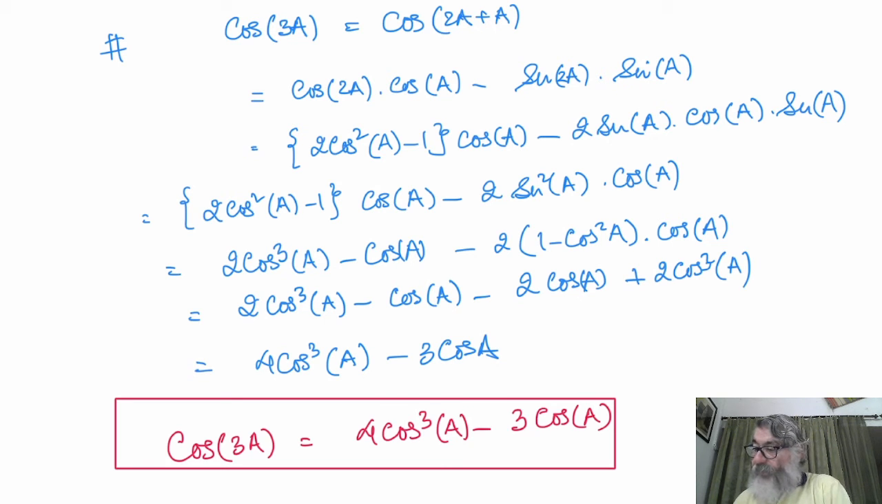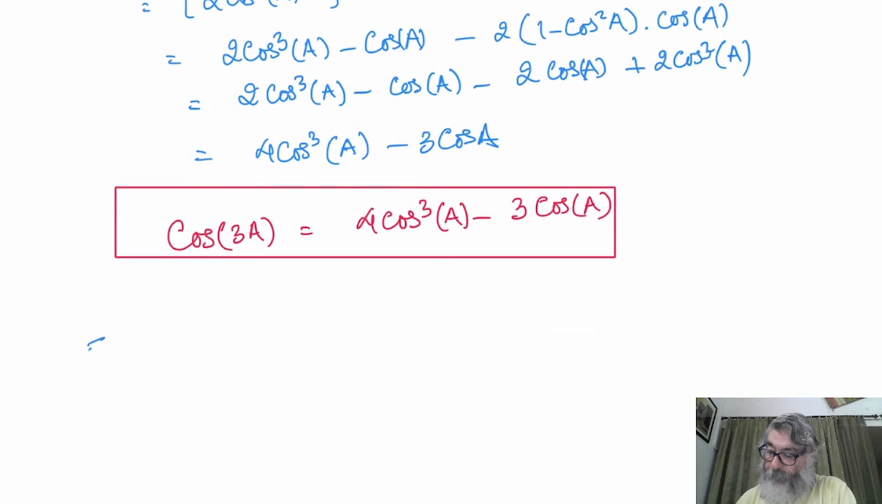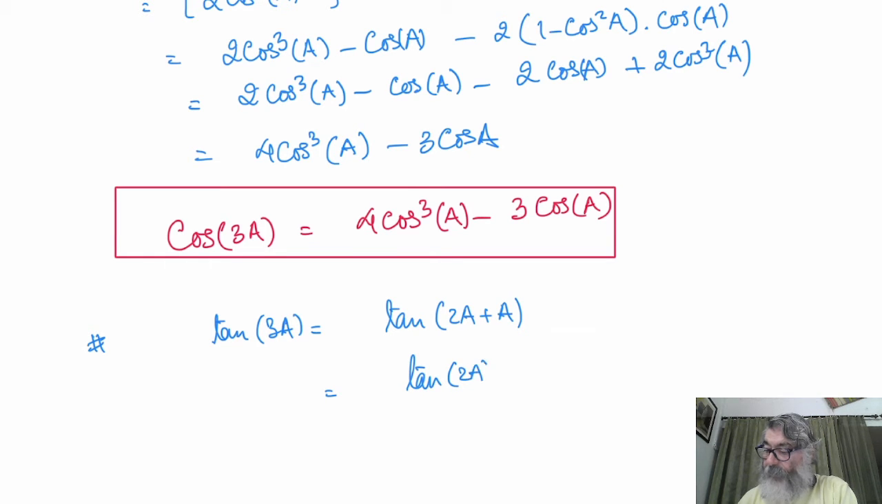Now let us see the next sum. We'll do the tan 3a formula. Tan 3a is tan of 2a plus a. Again the same: tan A plus B formula is tan A plus tan B upon 1 minus tan A tan B, so tan 2A plus tan A over 1 minus tan 2A tan A.